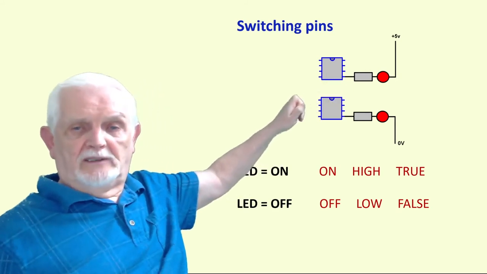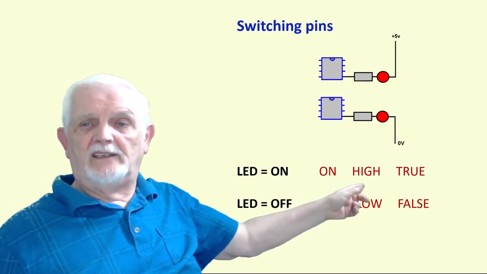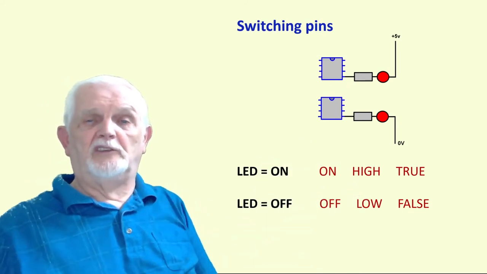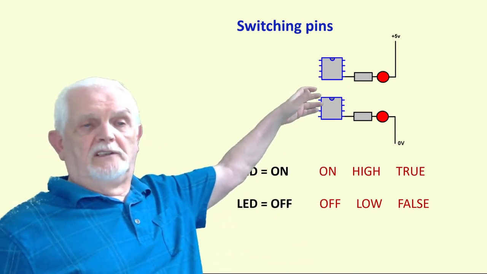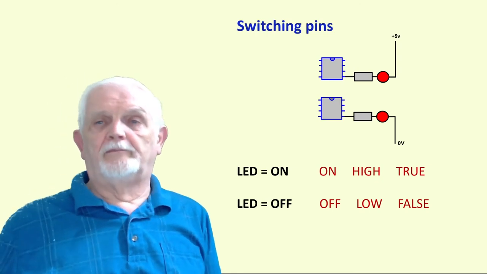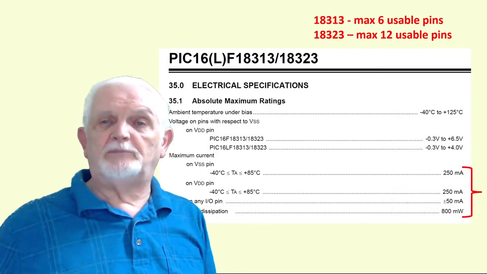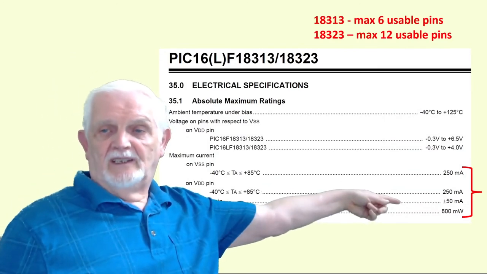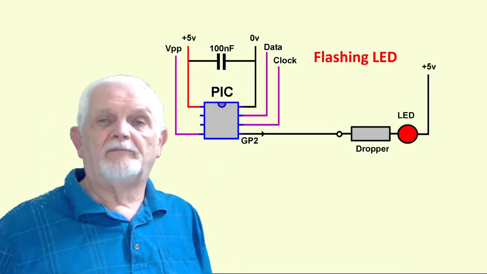So I tend not to say things like off and on. I tend to say the LED goes high or the LED goes low, rather than on and off, because that can be confusing. Because in one situation, you're sourcing current, in another case, you're sinking current. Which is back to, you probably saw in that specification there, plus or minus 50 milliamps. You can have 50 milliamps coming out of the pin or going into the pin.